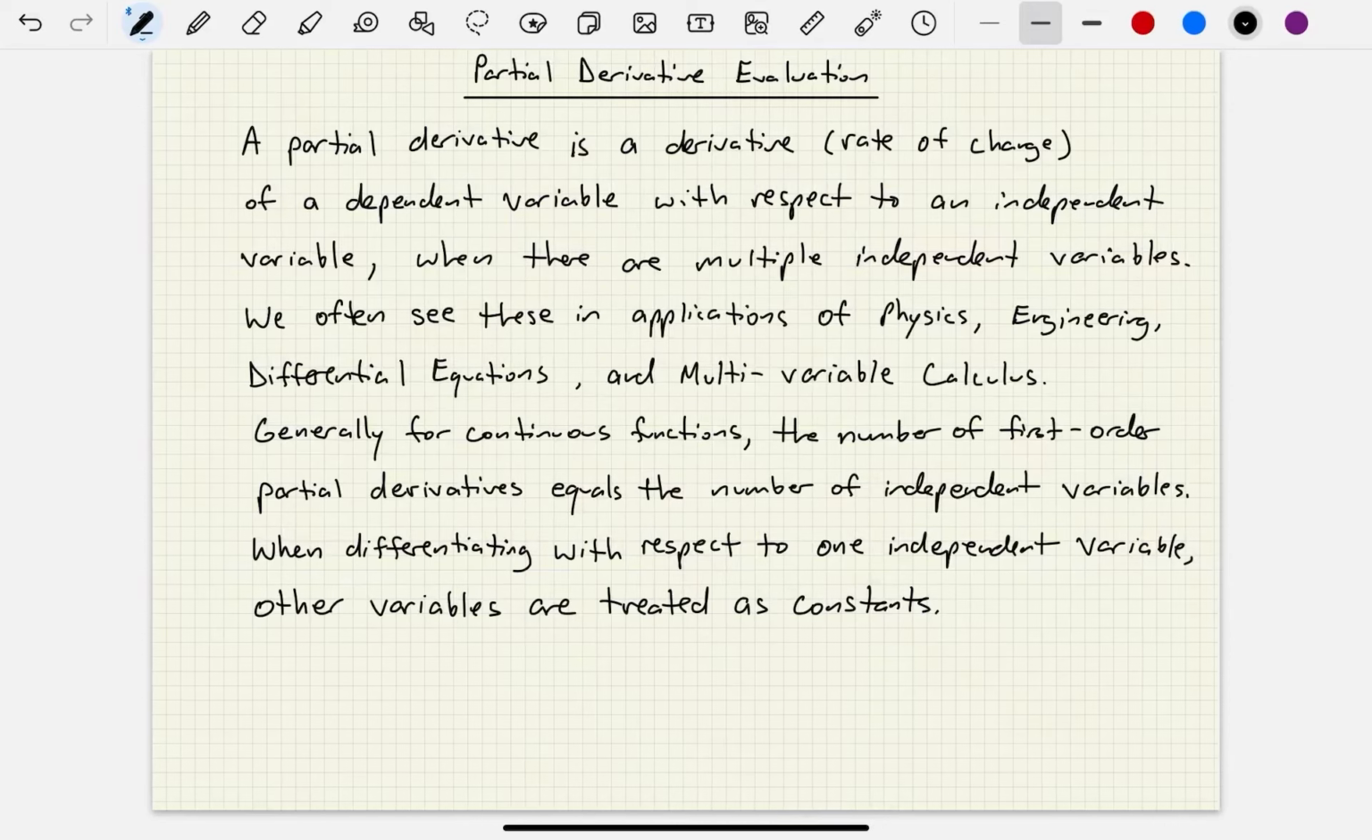Hey everybody, Dr. A here, and in this video we're going to be providing a little bit of background information and exploring some examples of evaluating partial derivatives. So let's go ahead and get started.